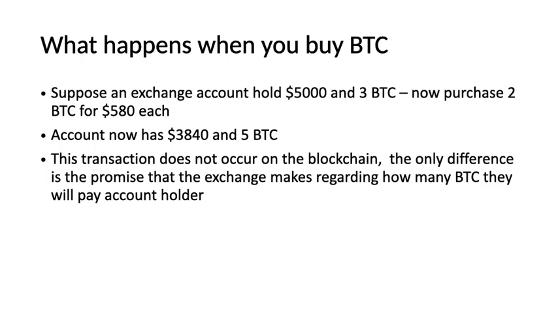Now, what happens when you buy Bitcoins? Suppose an exchange account holds $5,000 and 3 Bitcoins. And then you purchase 2 more Bitcoins for $580 each. Now the account has $3,840 and 5 Bitcoins.